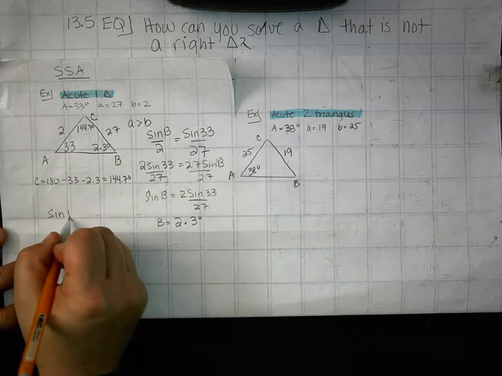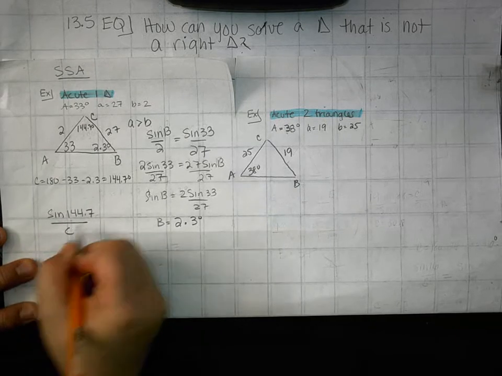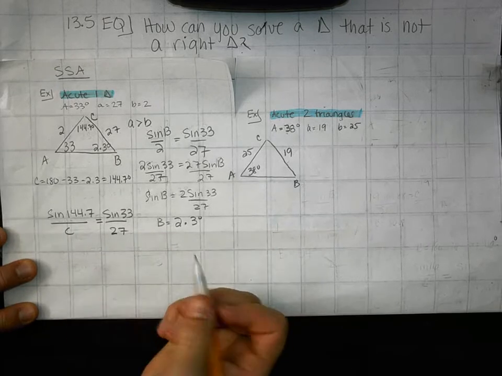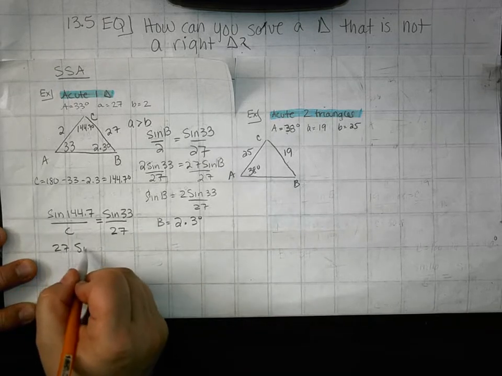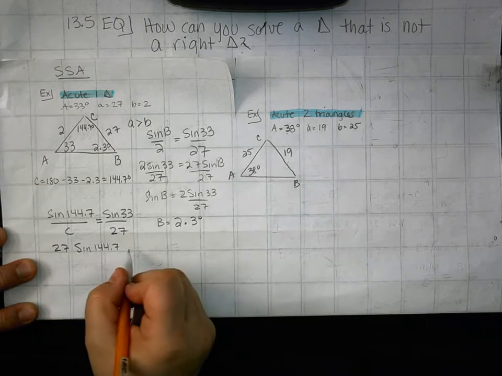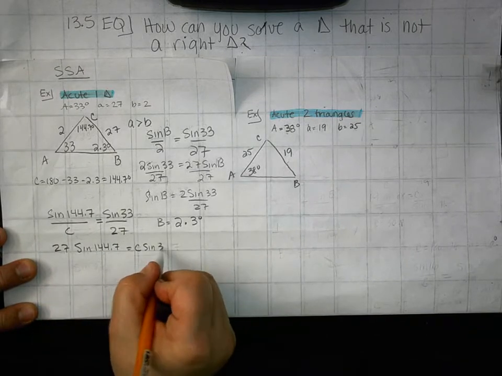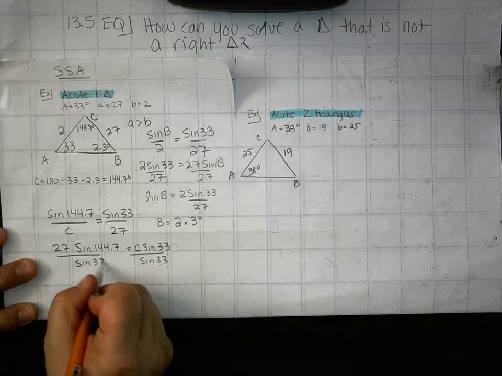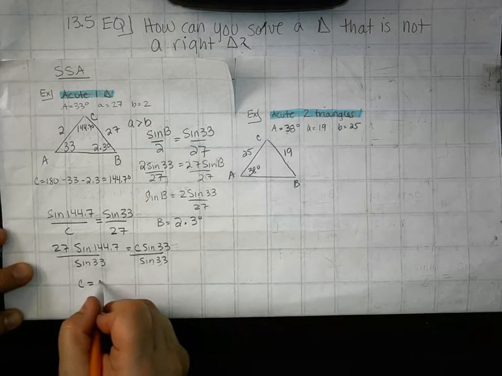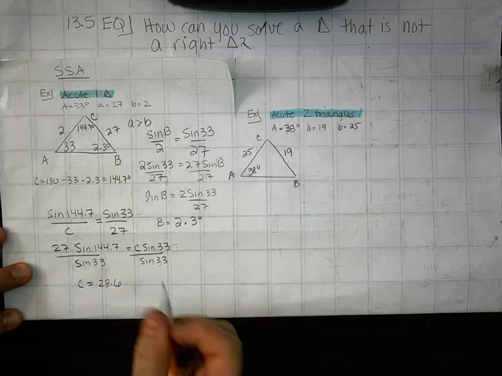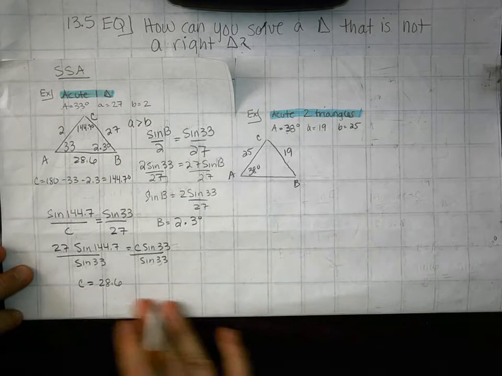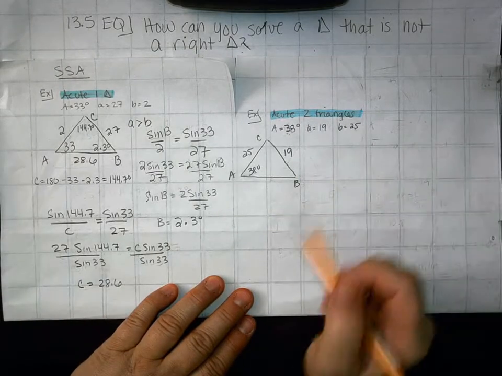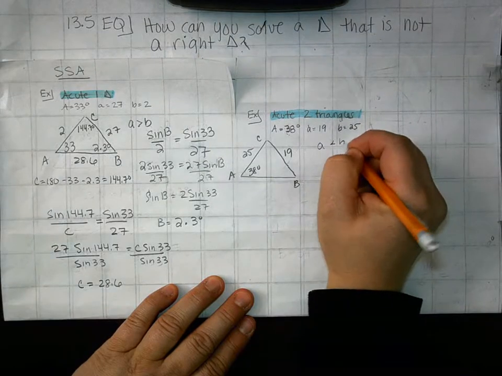So I'm going to take the sine of 144.7 and put that over the side length C is equal to the sine of 33 over 27. When I cross multiply, I get 27 times the sine of 144.7 is equal to C times the sine of 33, and I divide both sides by the sine of 33, and I get C is equal to 28.6. Moving on to our final example, we have an acute angle and two sides where A is smaller than B.